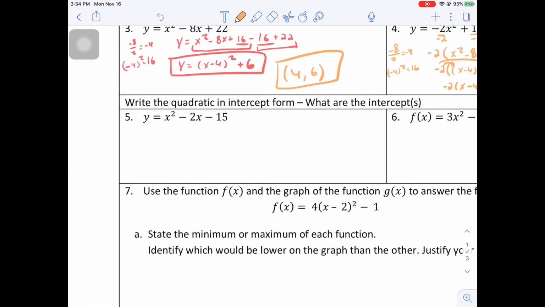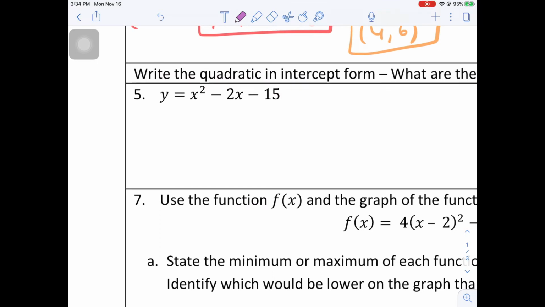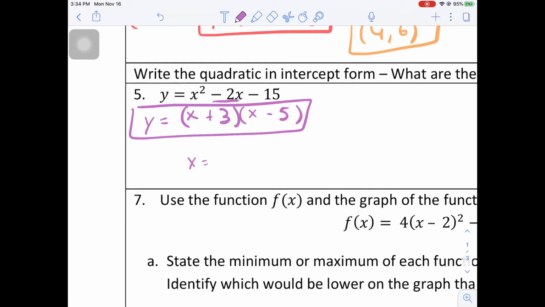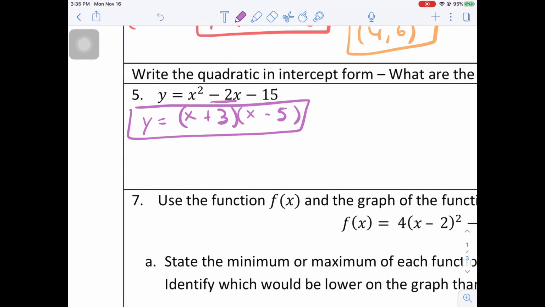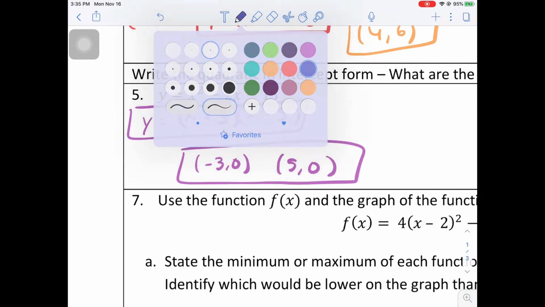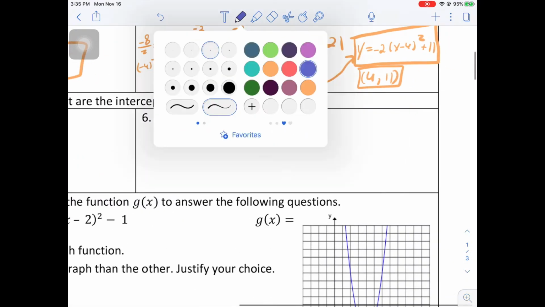All right. Next, we have writing the quadratic in intercept form. What are the intercepts? So we're going to come down here. This is a factoring question, so we need to factor. We're going to go x and x. Negative tells us plus and minus, and it looks like minus 5 plus 3 would give us negative 2 in the middle. So that's our equation right here. The intercepts would then be, intercepts are points, so negative 3 comma 0 and 5 comma 0 would be the two intercepts.